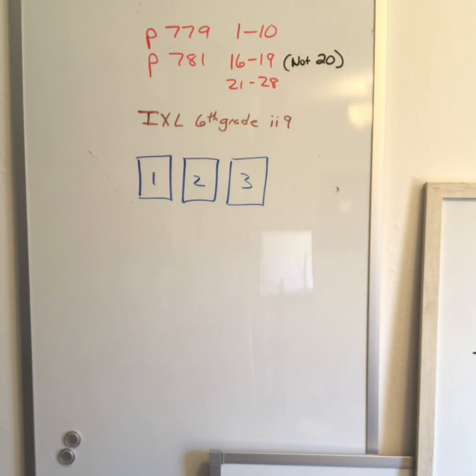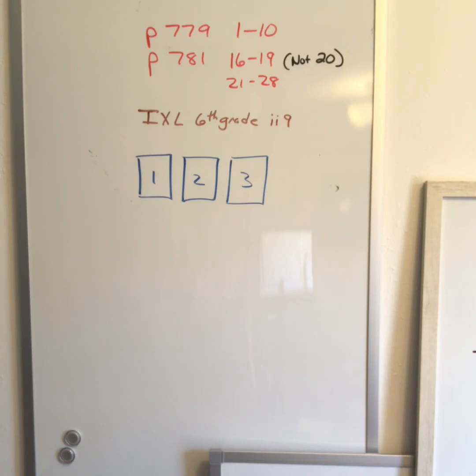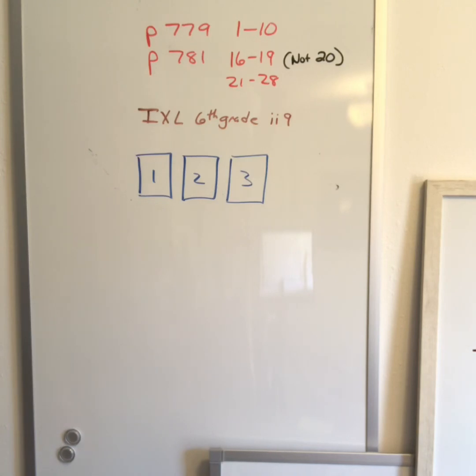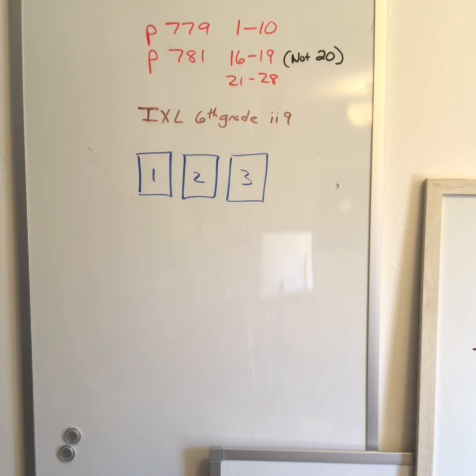For your assignment today, pretty easy one. It's page 779, 1 through 10, and then 781, 16 through 19. Do not do number 20. That has to do with all those probabilities of adding up dice, and we don't need to look back at that one from before, so not a big deal. And then 21 through 28, so 16 through 19, and then 21 through 28.